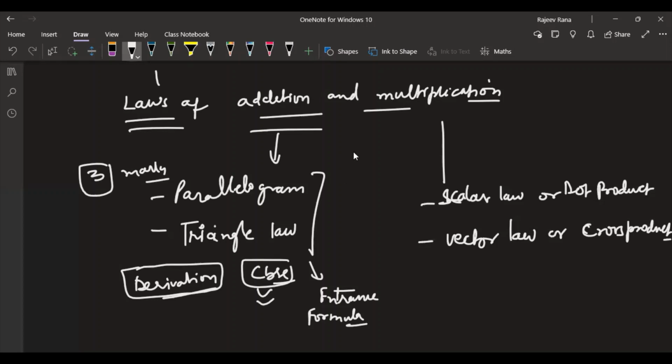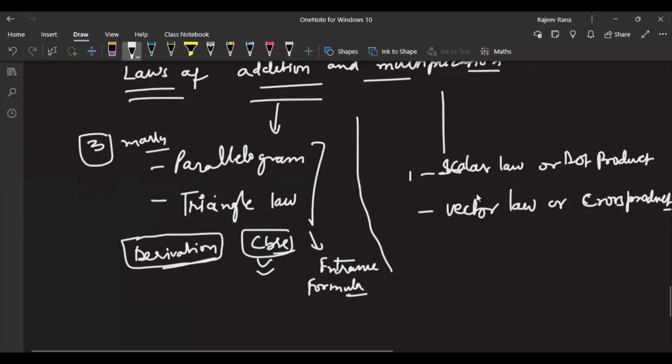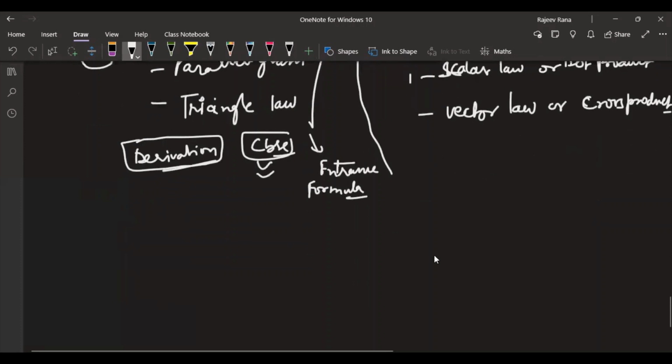So in addition, we have two laws, and in multiplication, we have two laws. We have to discuss these laws at length; they will require more than 1 hour to discuss and understand. One is the parallelogram law of vector addition, the second is the triangle law of vector addition. And in the product, we have the scalar law and the vector law. The other name of the scalar law is dot product, and the vector law is the cross product.